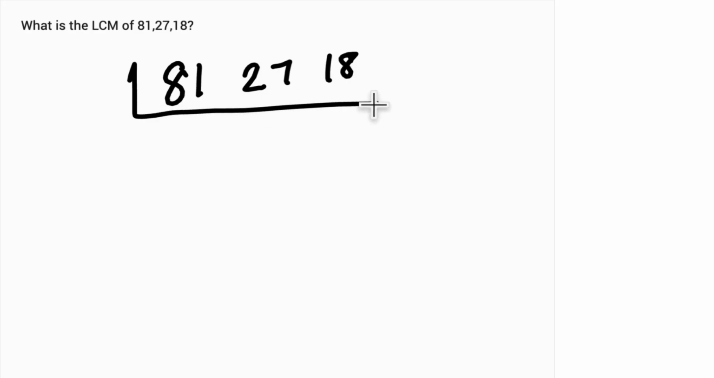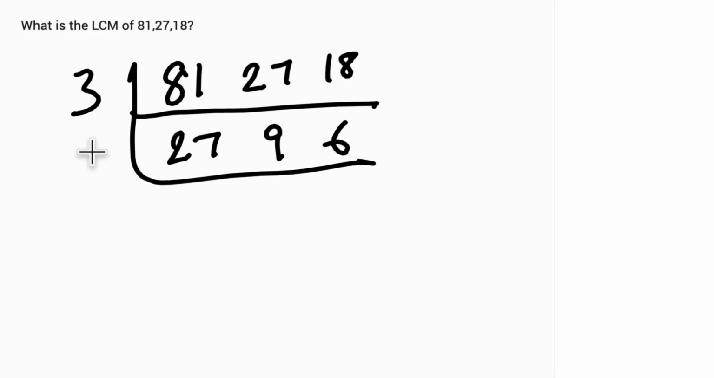Now, let's look at the question with the three numbers. What is the LCM of 81, 27, and 18? So it starts the same. 81, 27, 18. Draw the line. We know that 3 is a common factor. 81 divided by 3 is 27. 27 divided by 3 is 9. 18 divided by 3 is 6. Keep going. 3. 27 divided by 3 is 9. 9 divided by 3 is 3. 6 divided by 3 is 2.